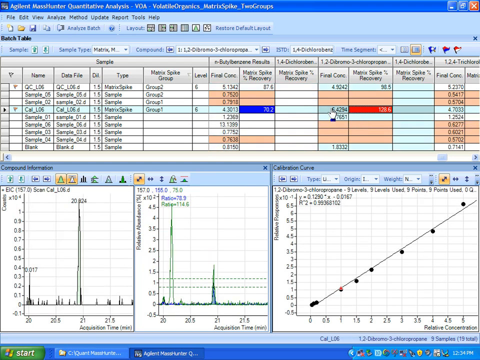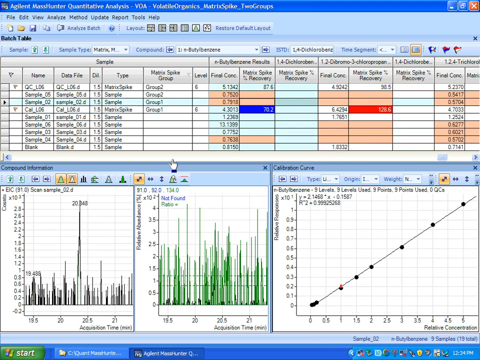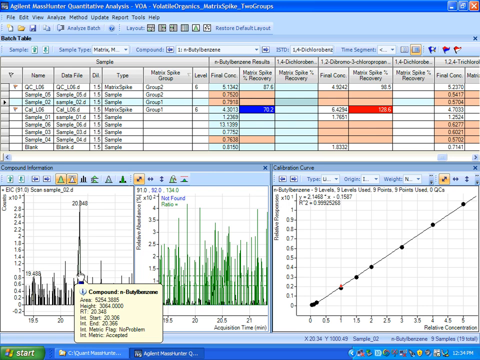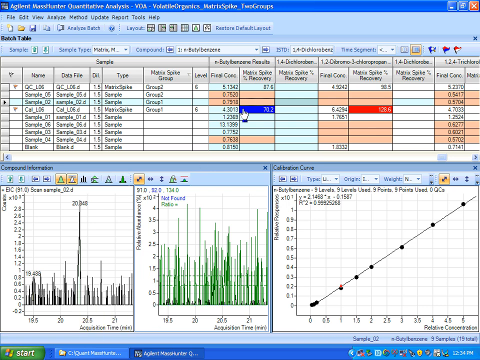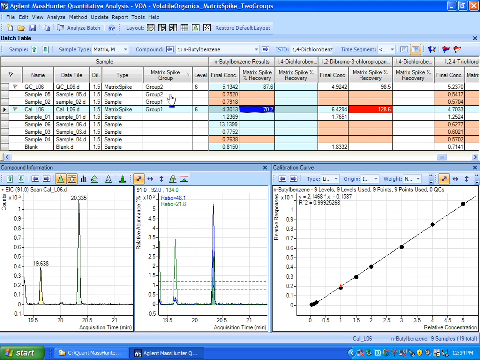If I want to compare the sample and the spike sample, let me go back here to the first group, N-butylbenzene. I see the sample, and I see a little bit over here of the compound, and then I can see the spiked, which gives me a much stronger signal. So I can observe what the recoveries are and zero in on cases where they're above or below the limits and inspect what's going on with the sample spike group by setting that up, which I'll show you in a moment.